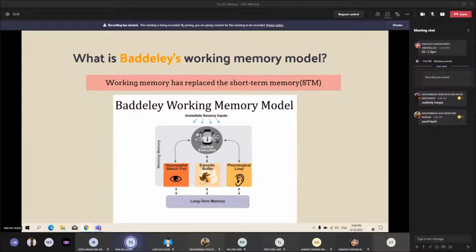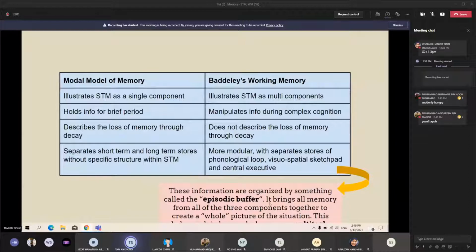It will organize, then bring all of our memory together into one picture. In other words, it will organize, then it will analyze, so we can get the answer.